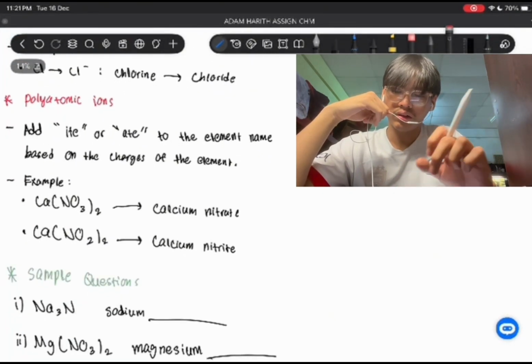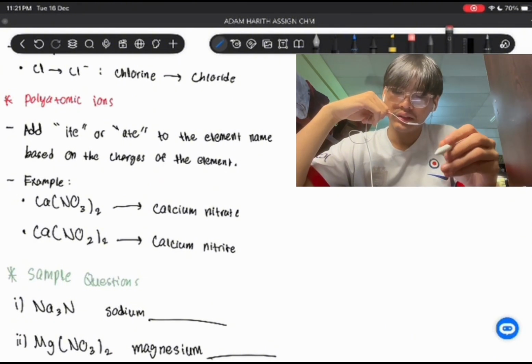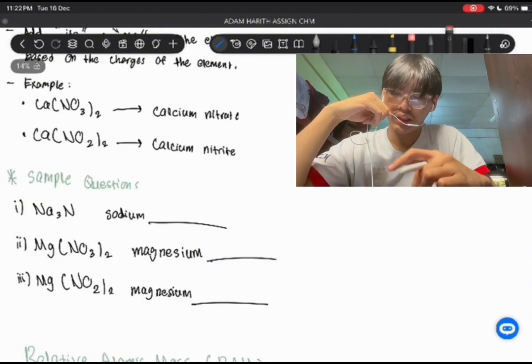Okay, for polyatomic ions, add -ite or -ate to the element name based on the charges of the element. For example, Ca, that is calcium, and NO3, nitrate. You see the charges are 3 and 2. NO3 is for calcium nitrate, and calcium nitrate has a charge of 2.